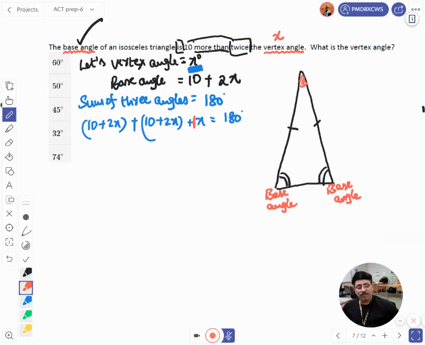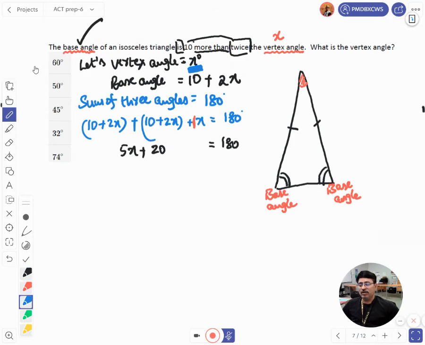It's always a good habit and good practice to take 1 as the coefficient. If there is no number, take 1 as the coefficient. Now let's simplify the like terms. So 2x and 2x gives me 4x. 4x and 1x gives me 5x. Now coming to constants, 10 here, and 10 here, 10 and 10 is 20. Therefore 10 plus 10 is 20, equals 180 degrees.